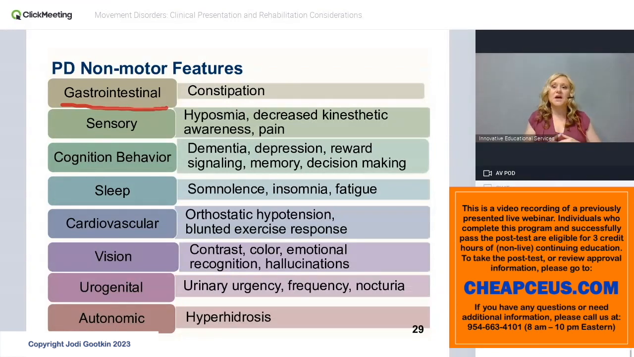Maybe they can't communicate that. Maybe they're stressing on the toilet and that's raising their blood pressure. We know that there can be so many impacts of that.